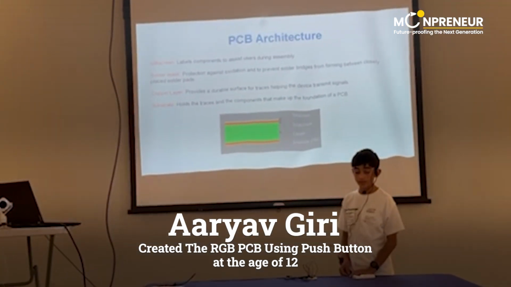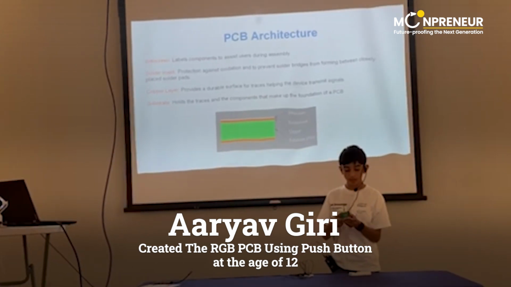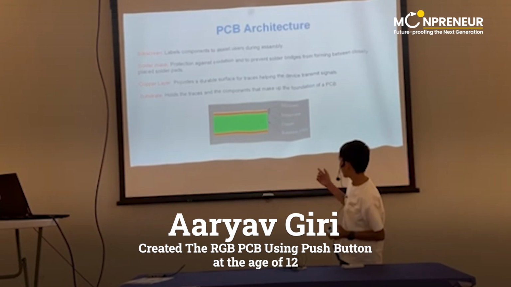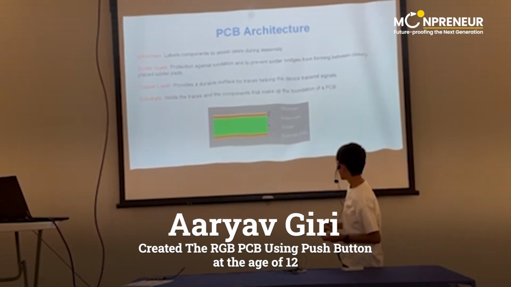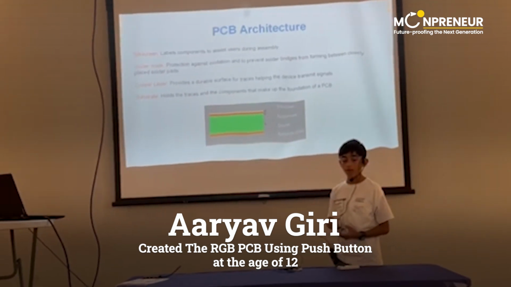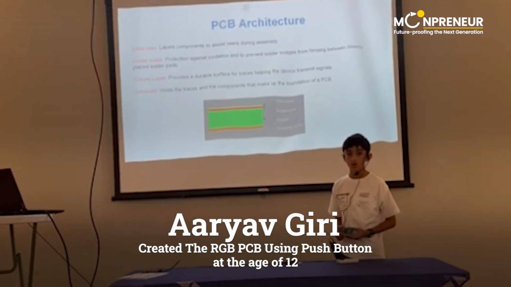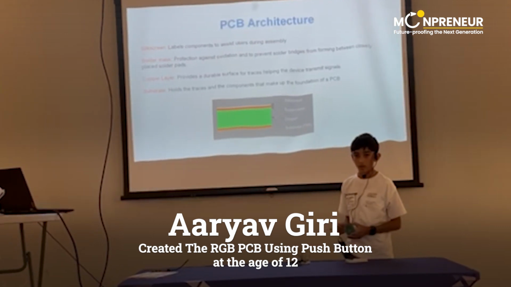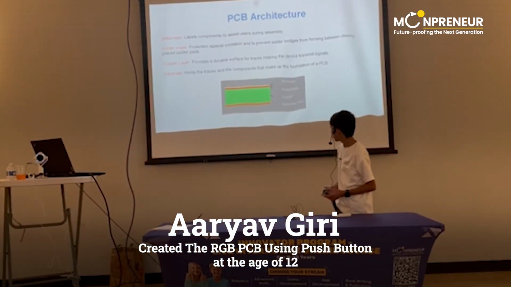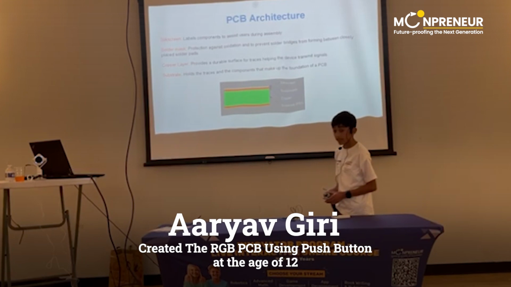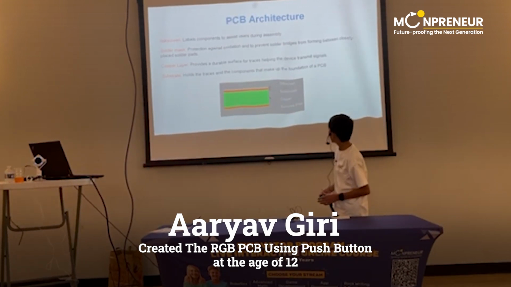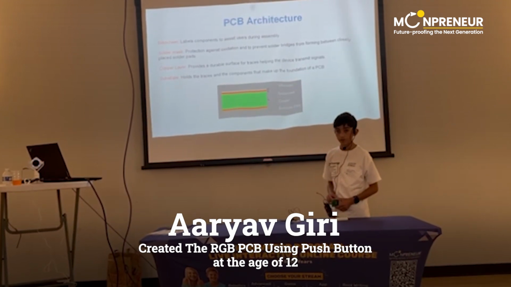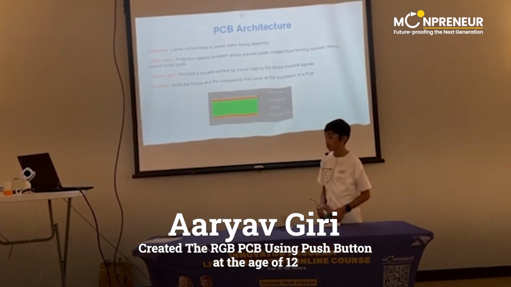So, layers of a PCB. Here I have a PCB, but if you directly look at it, you cannot see the layers, but I have a small diagram. So the very top layer is a silk screen. On the silk screen layer, it labels all your components, and it has a name and logo. The solder mask protects against oxidation and prevents solder bridges from forming between closely placed solder pads.